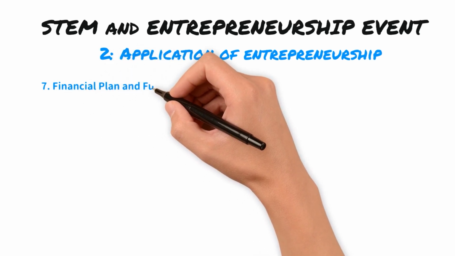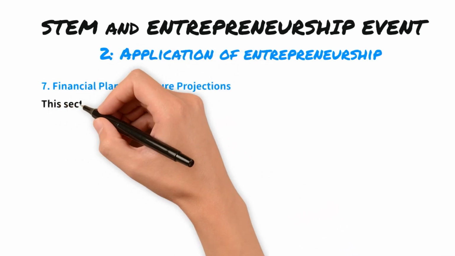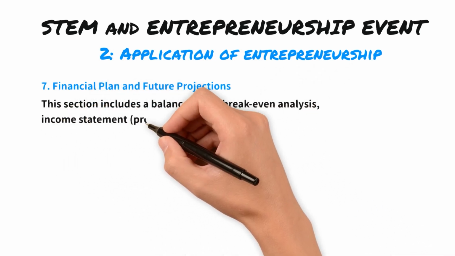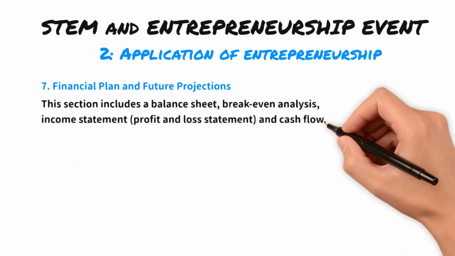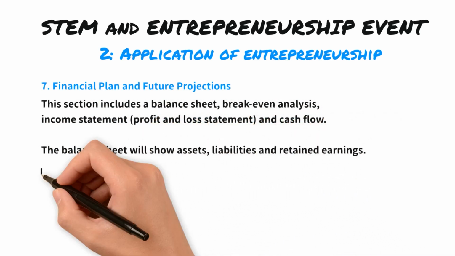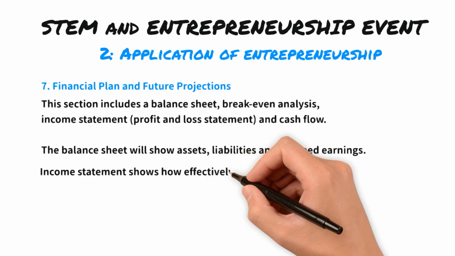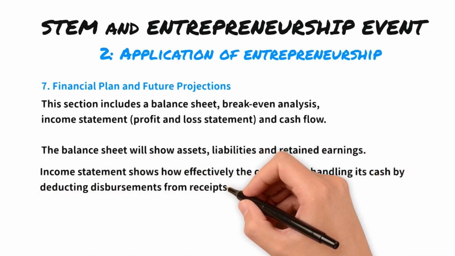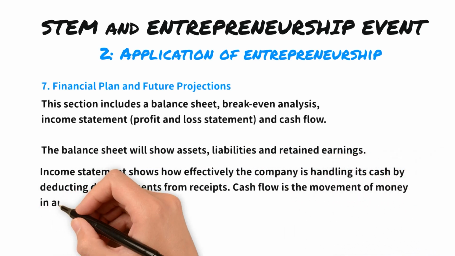Financial plan and future projections. This section includes a balance sheet, break-even analysis, income statement, profit and loss statement, and cash flow. The balance sheet will show assets, liabilities, and retained earnings. Income statement shows how effectively the company is handling its cash by deducting disbursements from receipts. Cash flow is the movement of money in and out of a company.